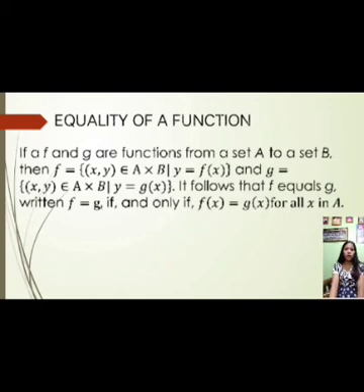Equality of functions. If f and g are functions from a set A to a set B, then f is equal to the set {(x, y) an element of A cross B and y is equal to f of x}, and g is equal to {(x, y) an element of A cross B and y is equal to g of x}. It follows that f equals g, written f = g, if and only if f of x is equal to g of x for all x in A.